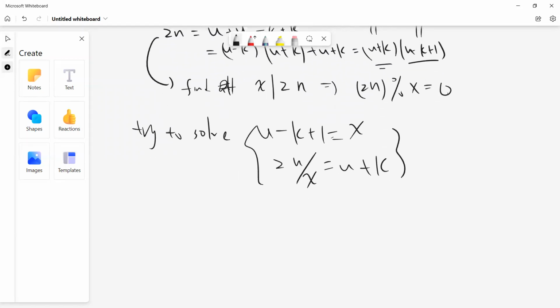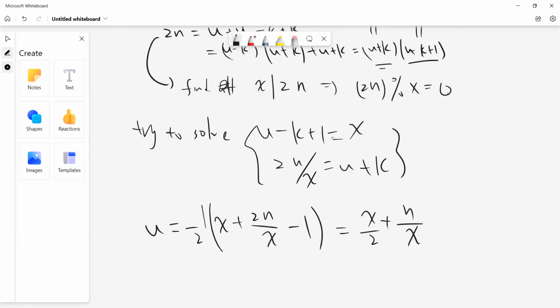So remember, now if you solve it, you get u equals to what? u equals x plus 2n divided by x, minus 1, all divided by 2. So it becomes x divided by 2 plus n divided by x minus a half. Okay, so now the problem becomes strange, right? Because it's not guaranteed that you find any x for which you can find a suitable u and k. Because if x is some peculiar number, then maybe u and k will not be integers. So the key is that you need to make these become integers.